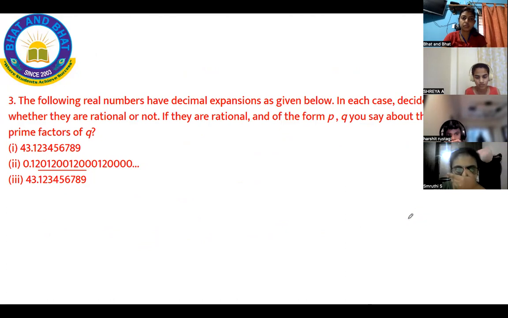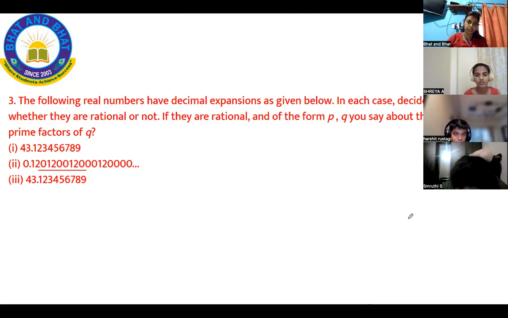Okay. The following real numbers have decimal expansions as shown below. In each case, decide whether they are rational or not. If they are rational and of the form P by Q, what can you say about the prime factorization? So we have to tell whether Q is in the form of 2 raised to n, 5 raised to m. Correct? And we have to prove whether they are rational or not.